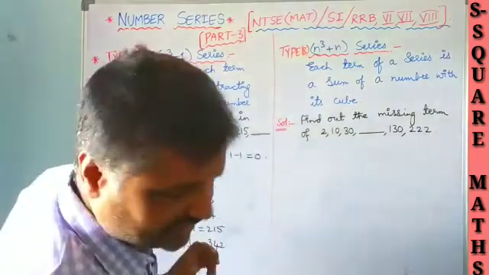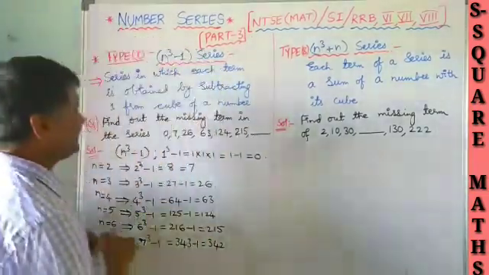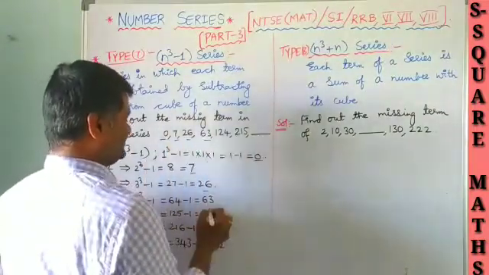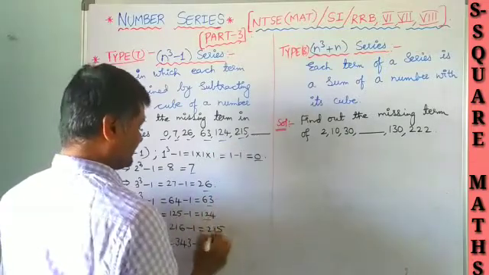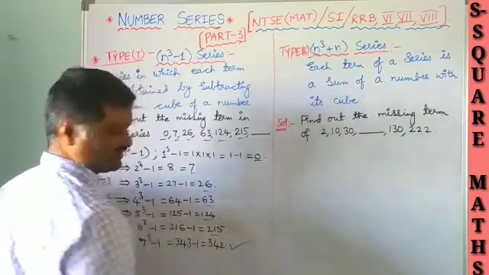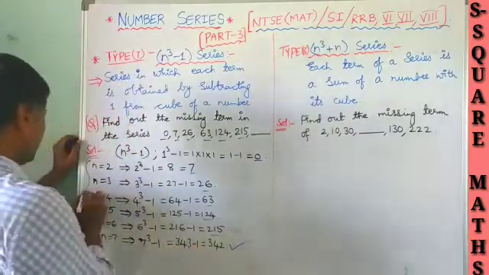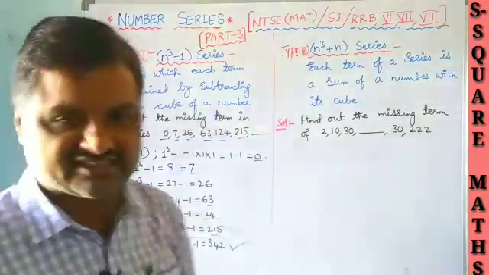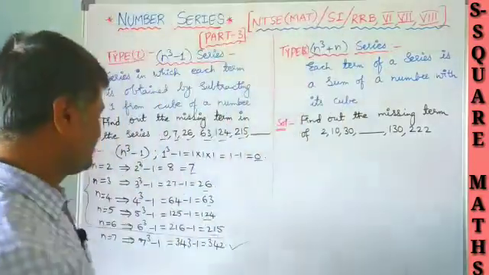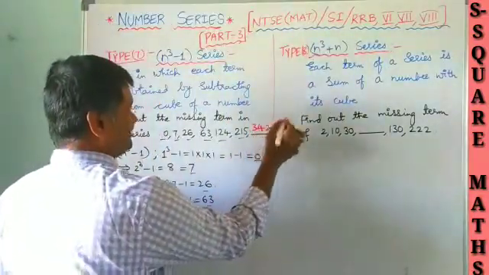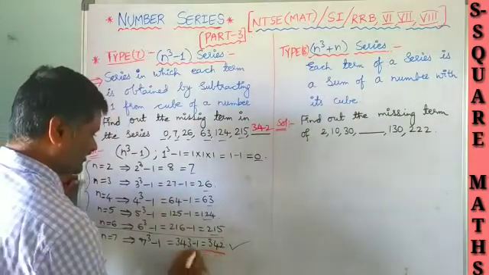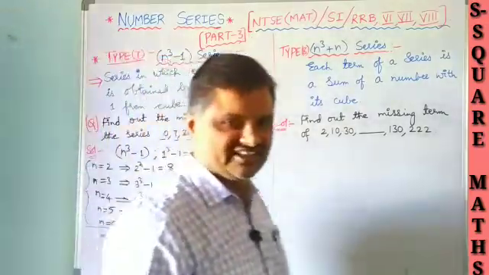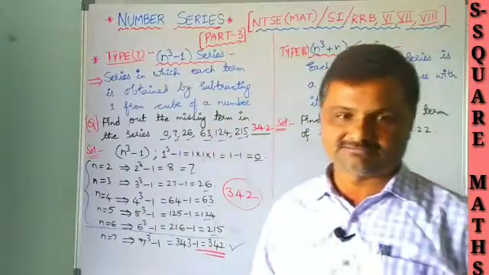If you observe carefully the terms here, we got 0 and here also 0, next 7, 7, 26, 26, 63, 63, 124, 124, 215, 215. Finally, we got 342 here. So right from n is equal to 1 up to here, our condition is satisfied for the given terms. Hence, the missing term is 342, for n is equal to 7. Therefore 342 is our missing term of the n cube minus 1 series.